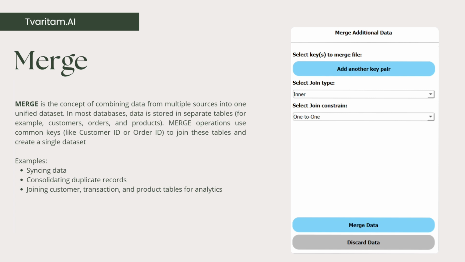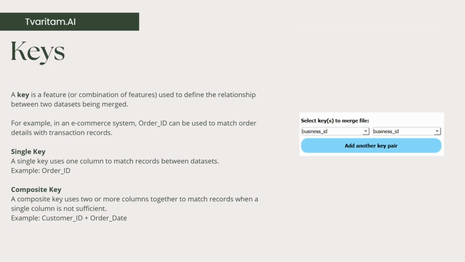And when we want to analyze or build models using information from multiple tables, we need to merge them together using a common column. Now, to merge using a common column, we need to understand keys. A key is a feature or a combination of features that define the relationship between two datasets that are being merged. For example, in an e-commerce system, an order ID can be used to match order records across tables. Similarly, a customer ID may link the customer table with the order table.